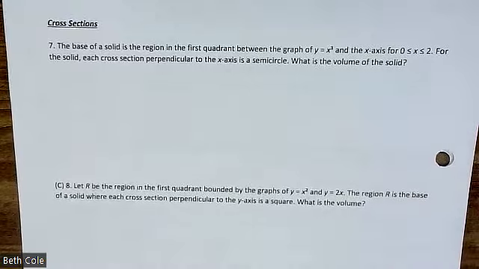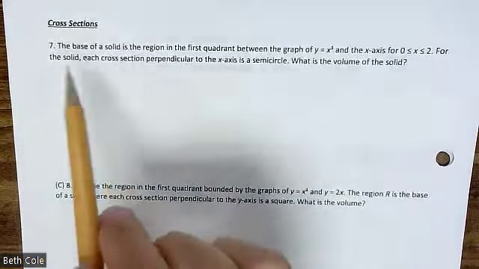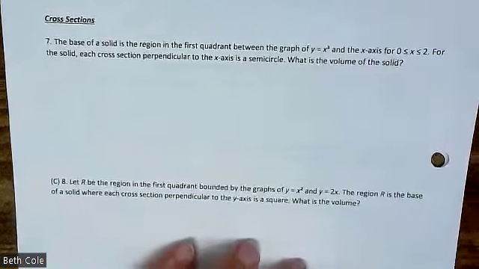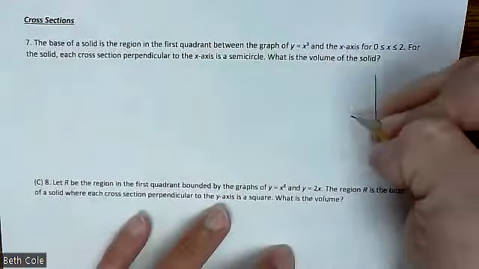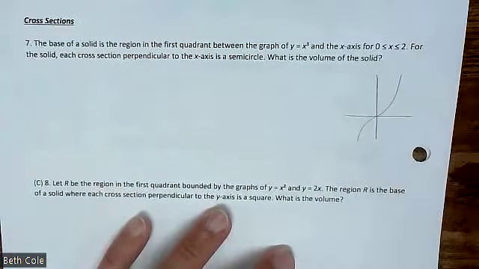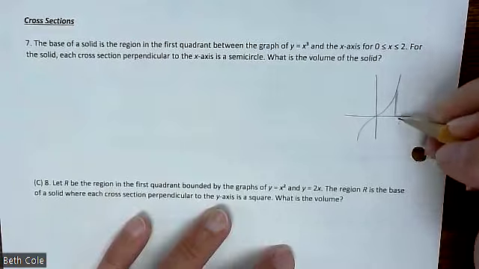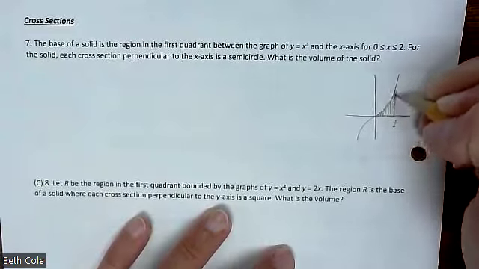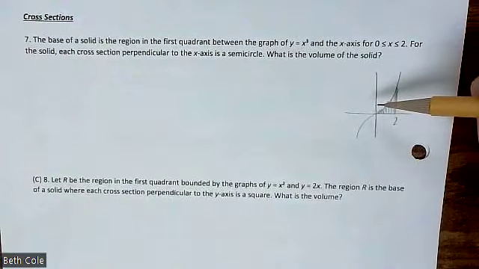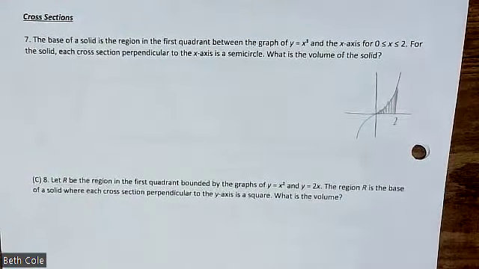Number 7. We're just going to move forward because I want to try and at least set them all up. The base of a solid is the region in the first quadrant. We've got x cubed from 0 to 2. So just for a brief sketch, here's your x cubed graph. Here's 2. It's going to look like this. We'll have a visual. How long did that take me? Like 3 seconds. You don't want to spend a lot of time on that. It's just to have a visual, all right?